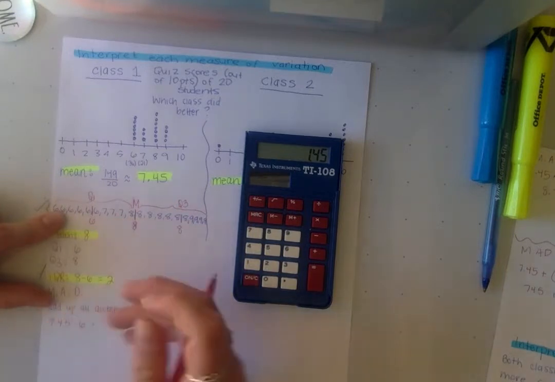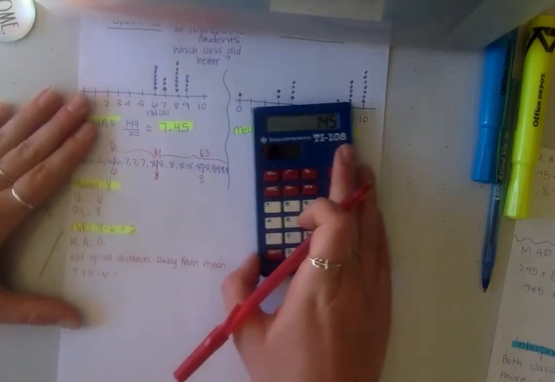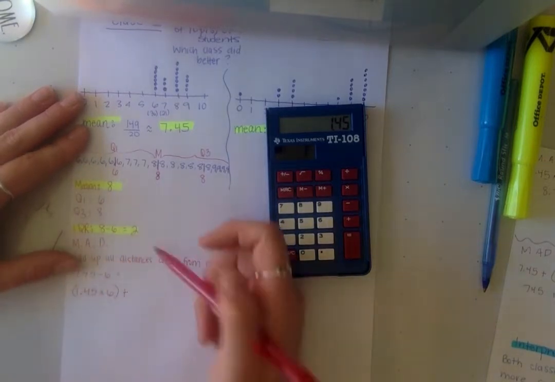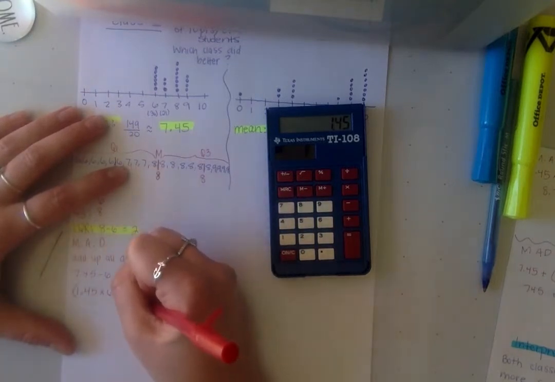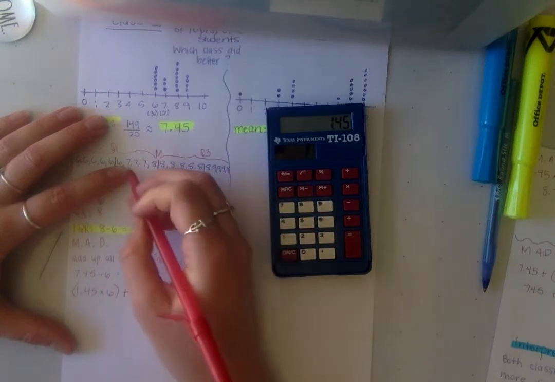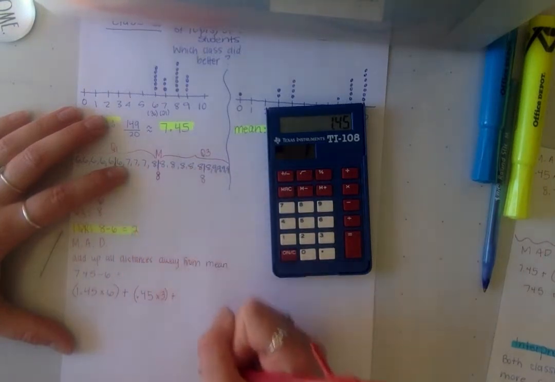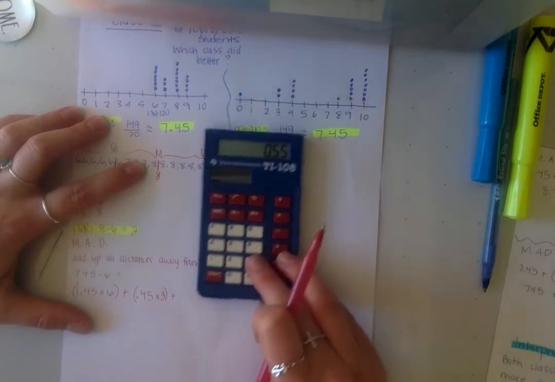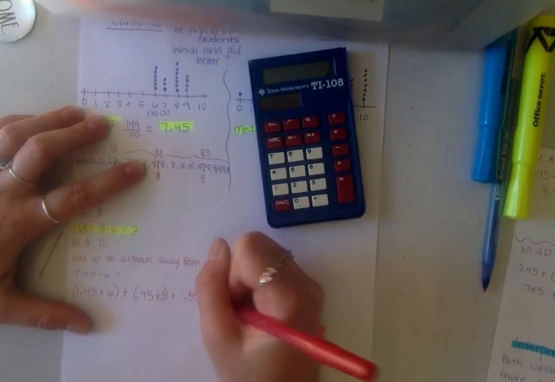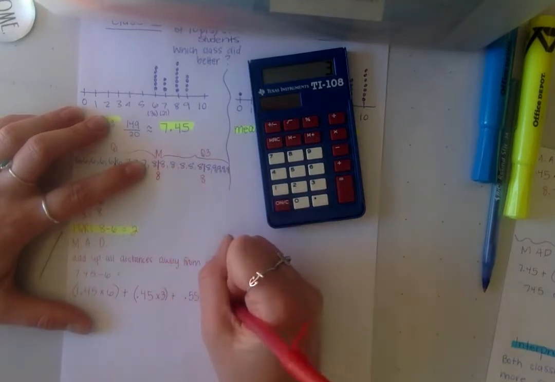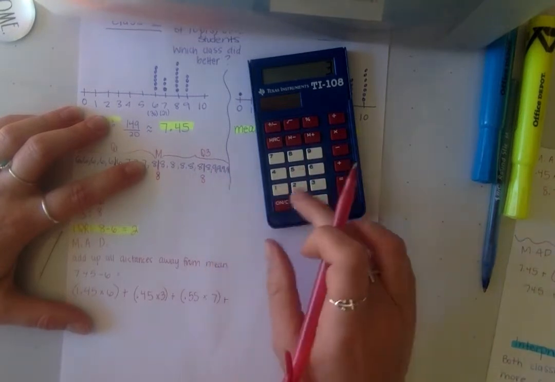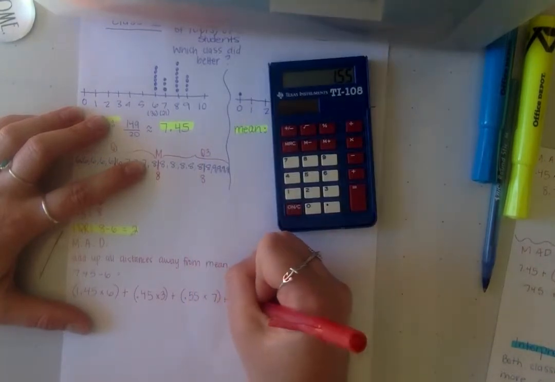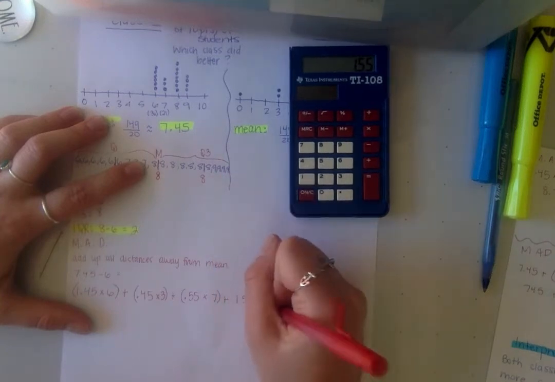To save me time, instead of adding 1.45 plus 1.45 six times, I can just say 1.45 times 6, plus, now I look here, 7 is 0.45 away from 7.45, and there's 1, 2, 3 of them, so that's times 3, plus 8. 8 minus 7.45 gives me 0.55, times 1, 2, 3, 4, 5, 6, 7, there's 7 of them, plus I have one more value, 9, so 9 minus 7.45 equals 1.55, and there's 1, 2, 3, 4 of them, so times 4.